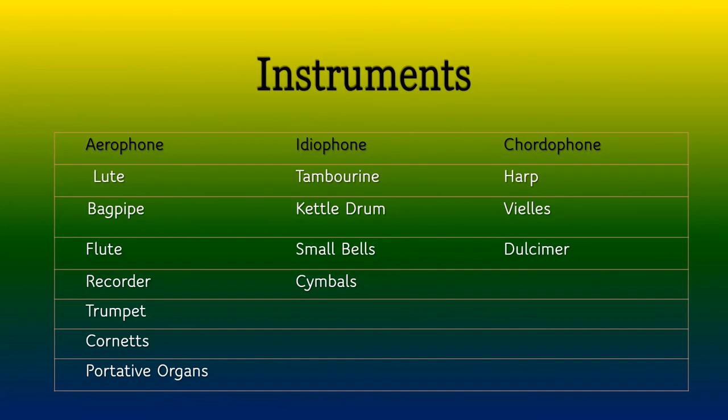So what I have here is the instruments that are linked to the medieval period. I've categorized them into three sections. So we have the aerophone, which is any instrument that needs air to produce a sound. Idiophone, which is any instrument that can produce a sound from scratching, hitting, rubbing, slapping, anything of that sort. Chordophone is any instrument that needs strings to produce a sound. Now the strings can be plucked, bowed, touched, anything of that sort, but the main thing is that it needs string to produce a sound.